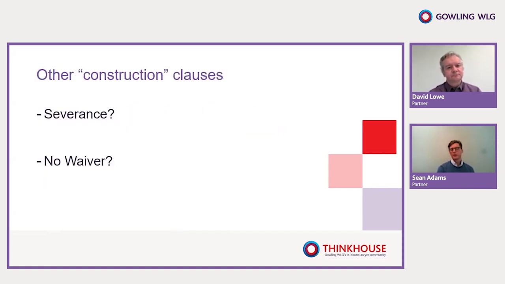I wanted to touch very briefly on two other clauses that you can probably group into the construction category, because they go to the question of how this contract is construed should you ever end up in a fight over it. The first is a severance clause, and that's the clause you're probably familiar with seeing, that says in the event that any clause of this contract is found to be unenforceable, then it can be struck out and the rest of the contract survives.